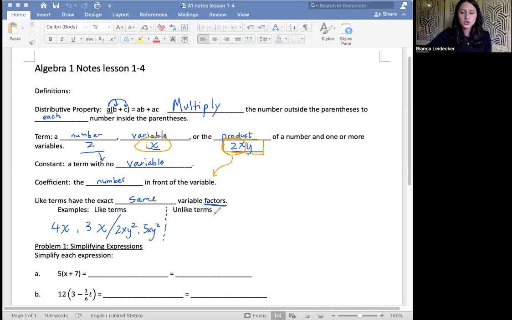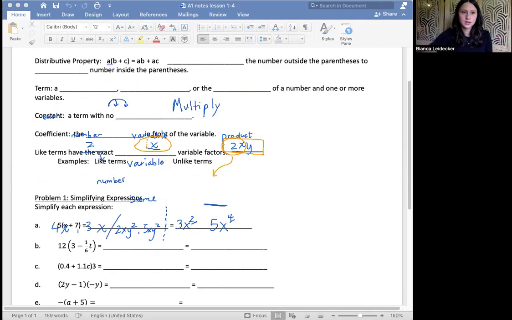Now, unlike terms do not have the same factors. That would be something like 3x squared and 5x to the 4th power. These do not have the same factors, and these are no longer like terms. So even though the variable itself might be the same letter, if it does not have the same exponent, then they are no longer like terms.